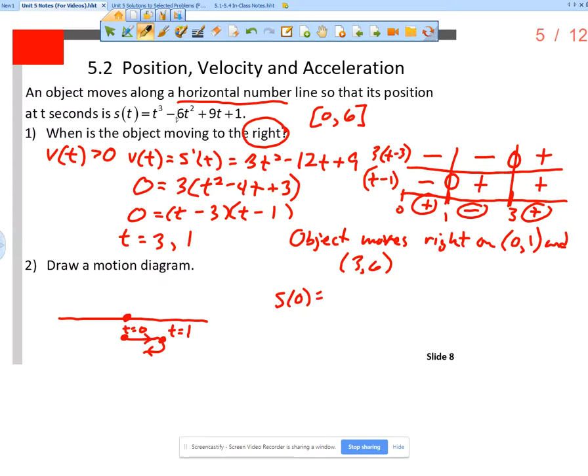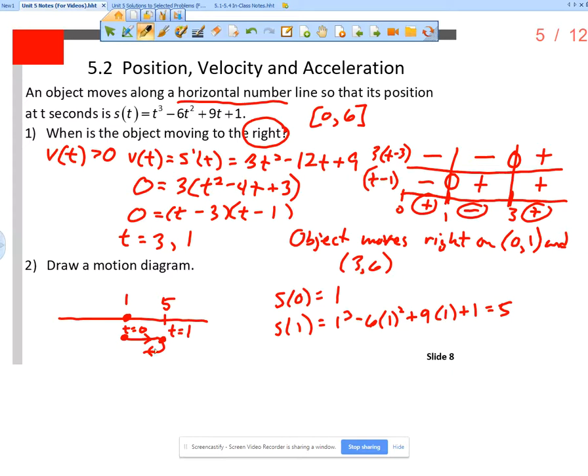So 0 cubed minus 6 times 0 plus 0 is 1. That means I started at a position of 1. Now I traveled to the right. How far to the right did I get? I want to know S of 1. So I plug in 1 cubed minus 6 times 1 squared plus 9 times 1 plus 1. So 1 minus 6 is negative 5, plus 9 is 4, plus 1 is 5. So I got as far to the right as 5.